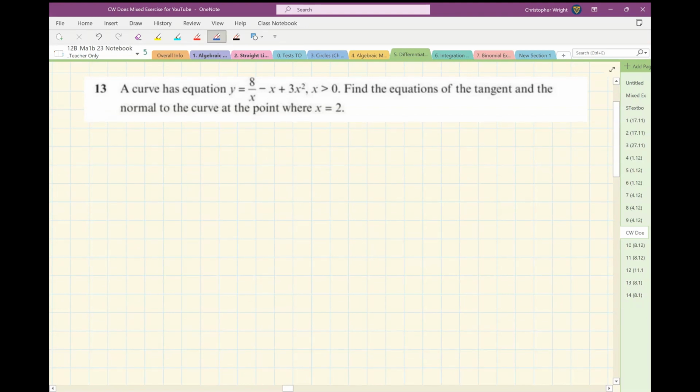Question 13. The curve has this equation here, okay, and I'm being asked to find the equations of the tangent and of the normal to the curve where x equals 2. Well, if I'm going to find the equations of two lines, for each line I need to know a point on the line and the gradient of the line.